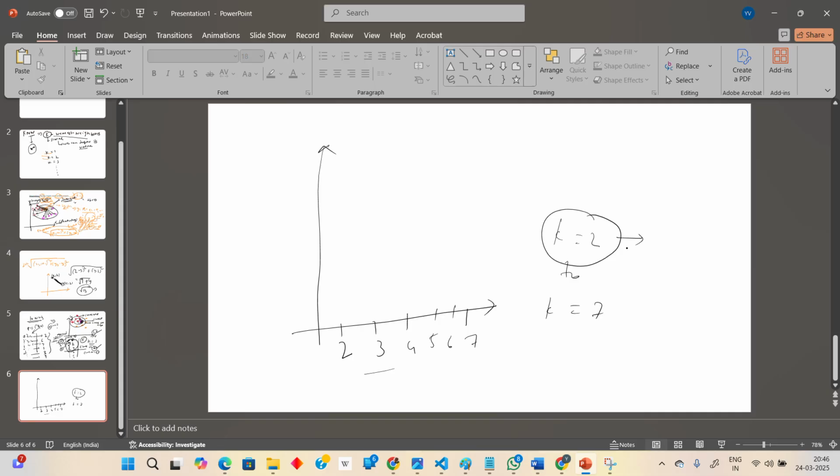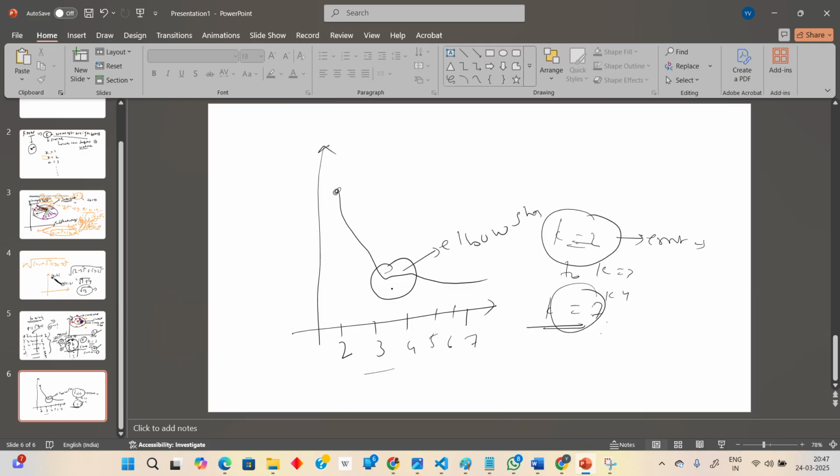So what is the accuracy or error? Error means the actual value minus the predicted value, right? So calculate the error when k is equal to 2, k is equal to 3, k is equal to 4, simply till k is equal to 7. Let us say when k is equal to 2, the error is very high. Slowly it dropped and then like this. So here you can see the elbow shape.